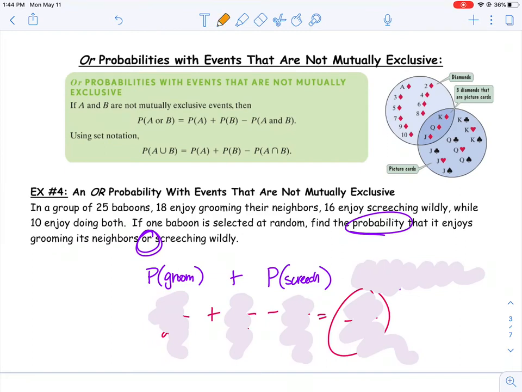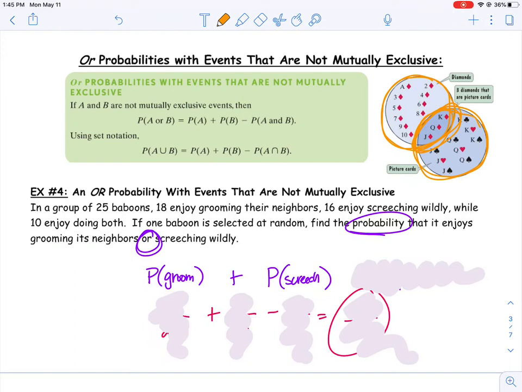If I ask you for the probability of picking a diamond or a face card, well, think about all the diamonds that there are. Think about all the face cards that there are. Do you see how some of them overlap? The king, queen, and jack of diamonds you included in the first group and in the second group. You've actually included them twice, so you've doubled the number unnecessarily.